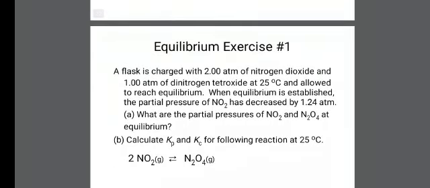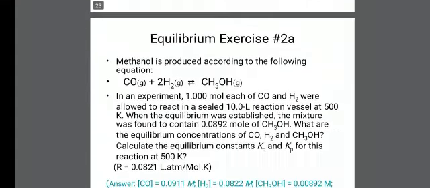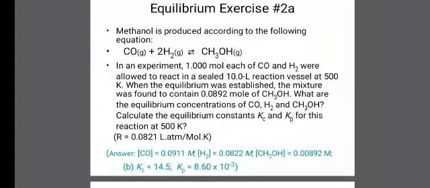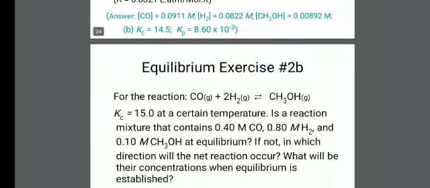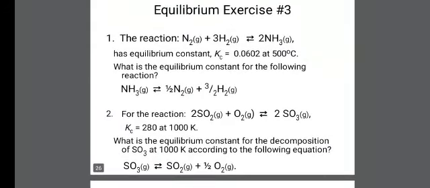This is a numerical problem based on equilibrium. This is the second numerical problem. Third equilibrium problem.